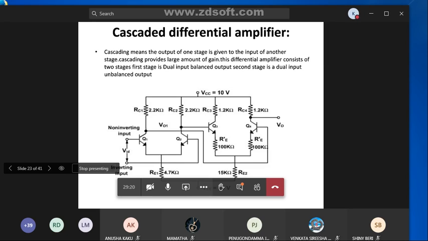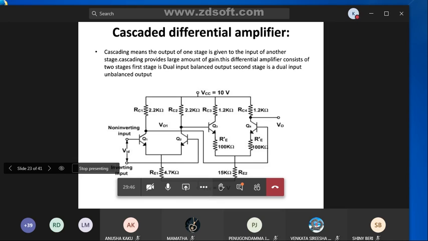See here, it is a cascaded differential amplifier. Cascading means the output of one stage is given to the input of another stage. So cascading provides a large amount of gain. The main purpose of cascading connection is to improve the gain. So to get higher gains, we are using cascading connections. This differential amplifier consists of two stages.